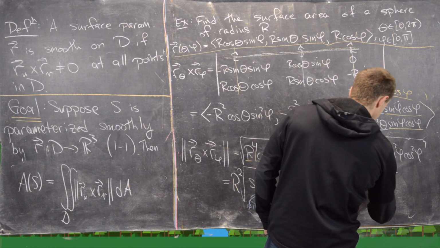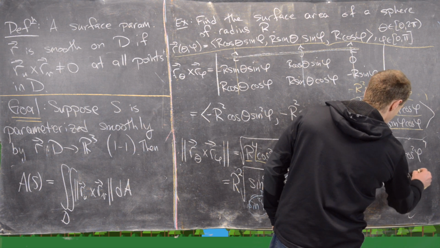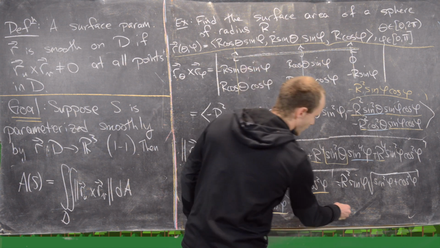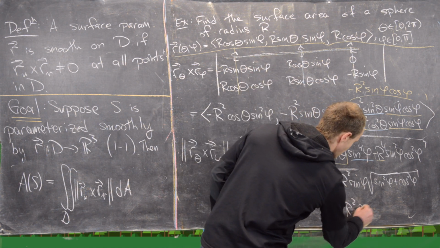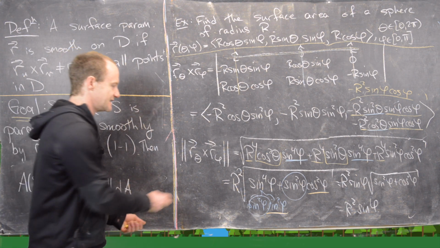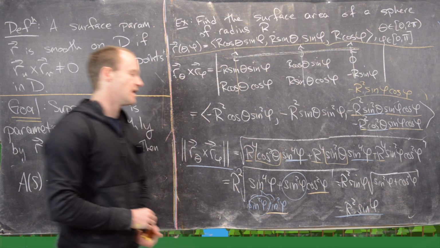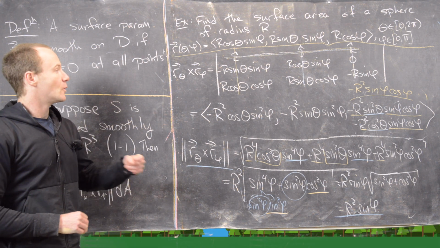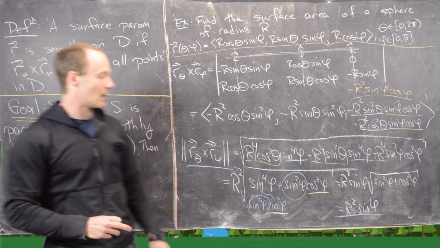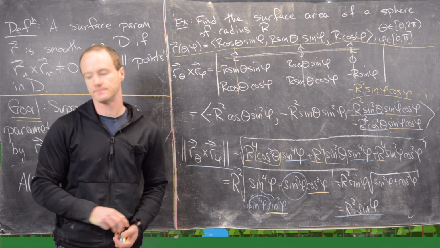So we've got a sine squared phi plus a cosine squared phi left, but those add up to 1, which means we get r squared sine phi. So that is our r theta cross r phi is r squared sine phi, which is a good place to be because now we can go ahead and plug that into our formula and we're pretty much done.